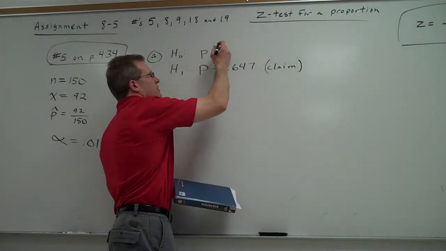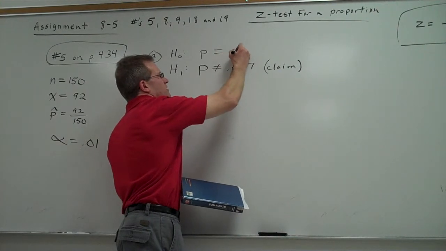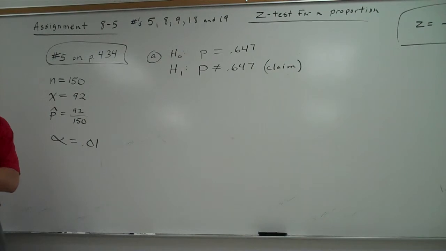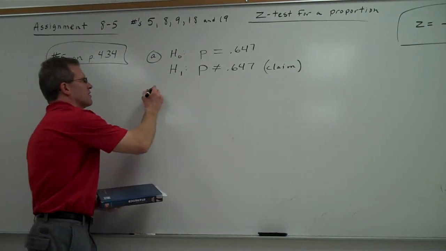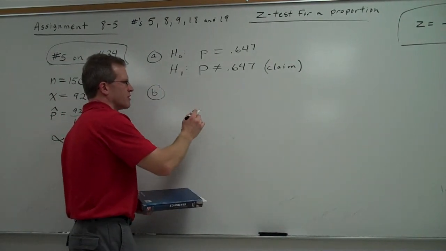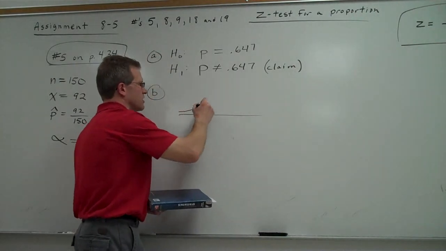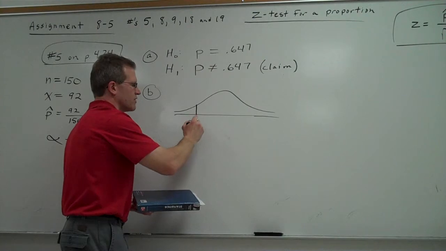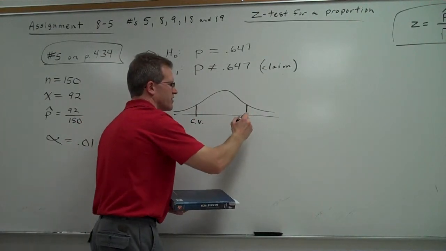The null would be that the population proportion equals 0.647. So it's got an equal sign. Is it two-tailed or one-tailed? Two-tailed. Okay? So for part B, we're going to find our critical values. It's going to be two-tailed. We're going back to using z-scores again. There's going to be a critical value over here and a critical value over here.